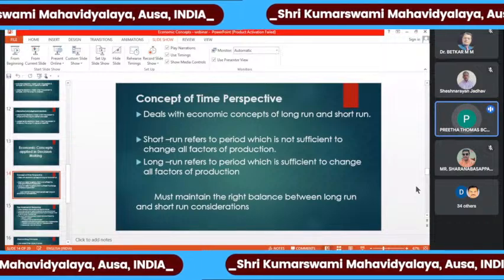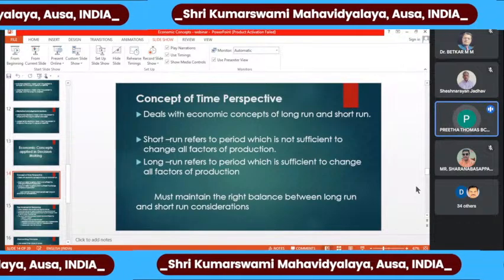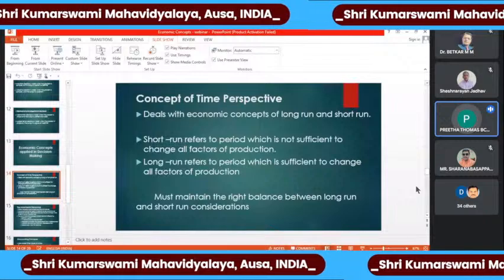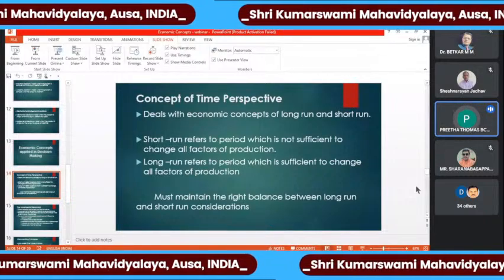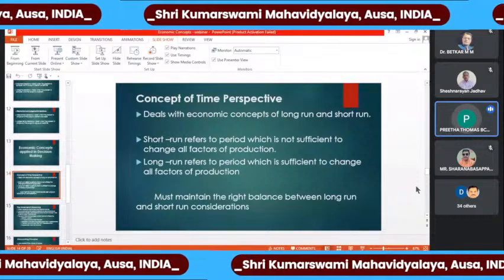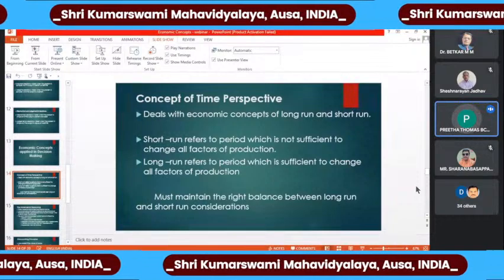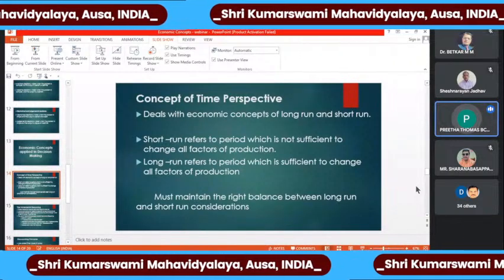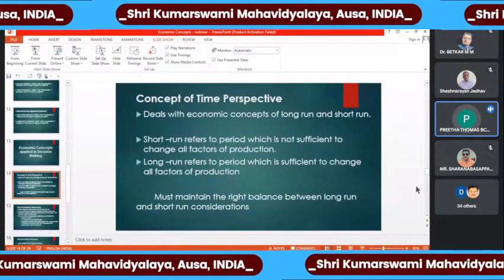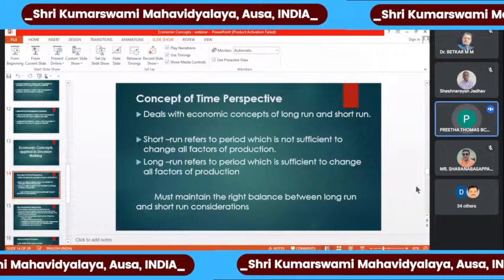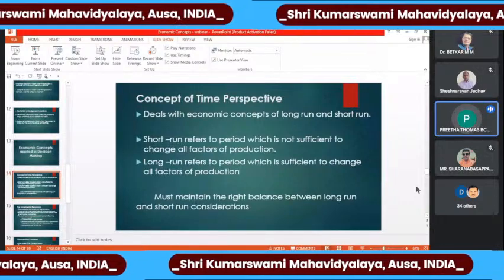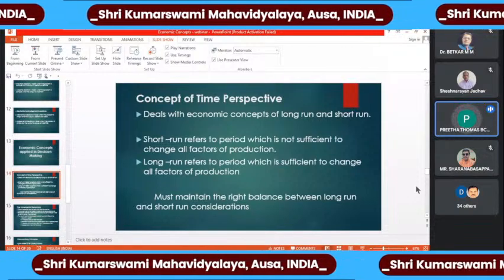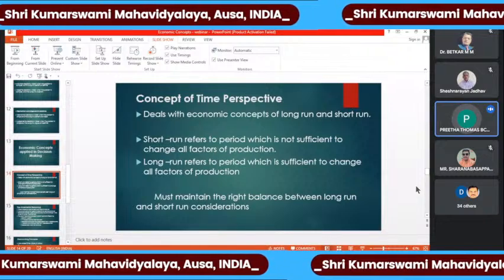Short run refers to the period which is not sufficient to change all the factors of production. That means in short run, some factors of production can be changed, some factors of production cannot be changed. That means we have fixed factors as well as variable factors. Okay, so any increase in production in this period is possible by increasing the variable factors, as fixed factors cannot be increased. Right, but long run means it is a period that is sufficient to vary all factors of production. That is, in the long run, output can be increased by increasing even the scale of inputs, the size of the firm, anything can be changed.